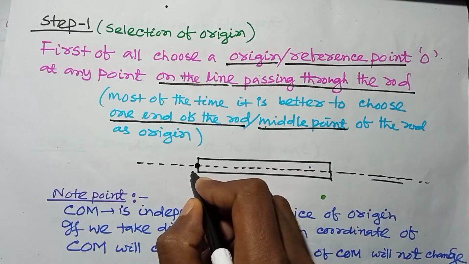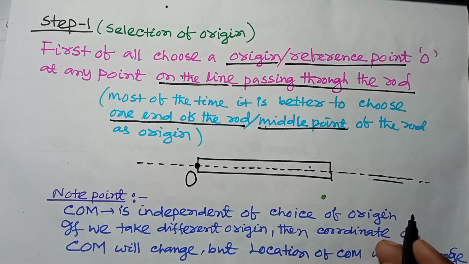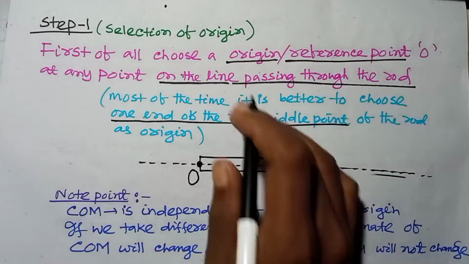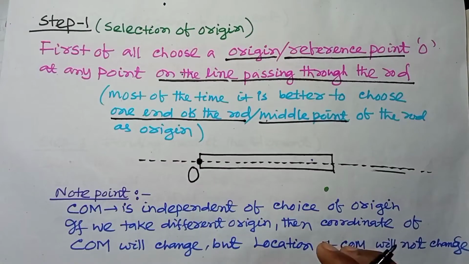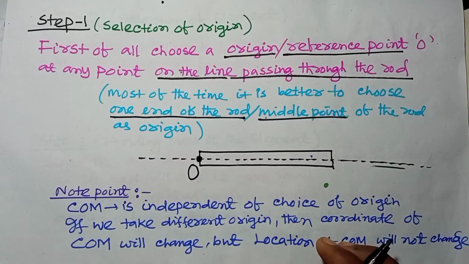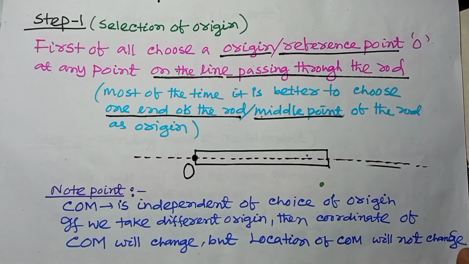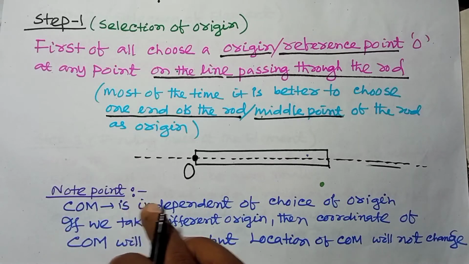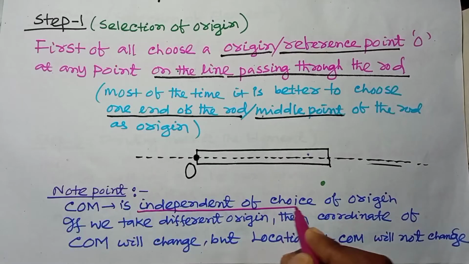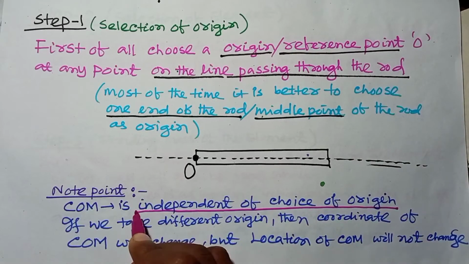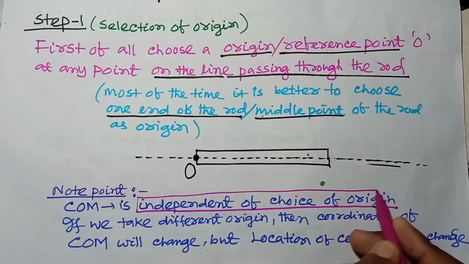So let's say it is my origin. This is my first step, I have to select the origin. Here is a note point: the center of mass is independent of the choice of origin. It doesn't depend upon where the origin is located.